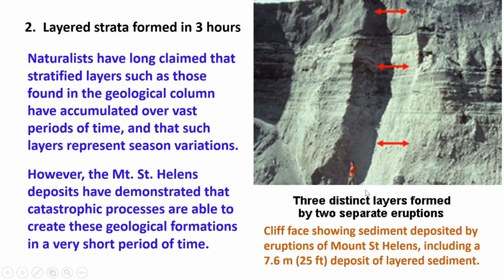And in this photograph, we have 3 distinct layers formed from 2 separate eruptions. Okay, so May 18 was one eruption, but there was another eruption later on. And this cliff face shows the sediment deposited by eruptions and includes a 7.6 meter deposit of layered sediment. So you have 3 very distinct layers, 1, 2, 3 here. Okay, so you form your cheesecake or whatever it may be. And for scale, here's a human being there.